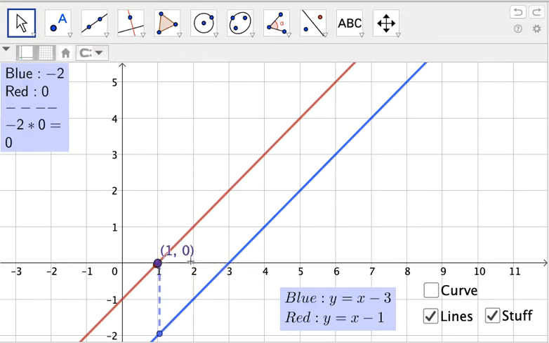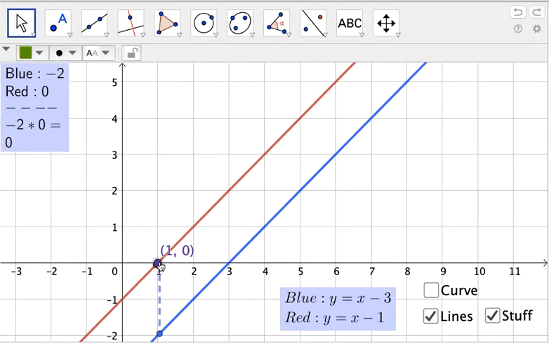And again, when we're at a point where one of the lines crosses the x-axis, which means that it has a y value of 0, our product is again 0. So our purple point has a y value of 0. In this case, we're multiplying negative 2 for the y value of the blue point times 0, the y value of the red point, giving us a y value of 0 for the purple point.